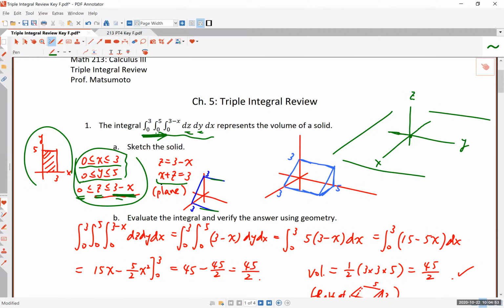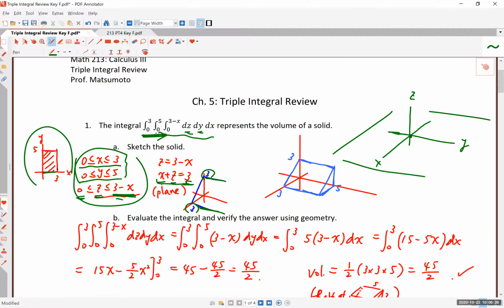And by the way, when something plus something is equal to a constant, you basically think of this number as the intercept. The way it works is when x is equal to 0, z must be 3. And when z is 0, x must be 3. Right? And then you connect these 2 points, and then you extend this plane in the y direction. Right? That is the upper bound for z. So now I think you have a pretty good idea of what to do here.